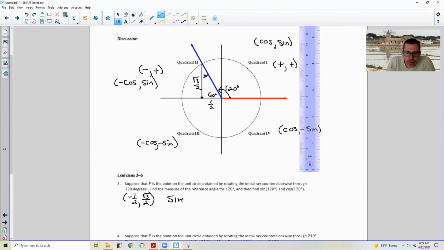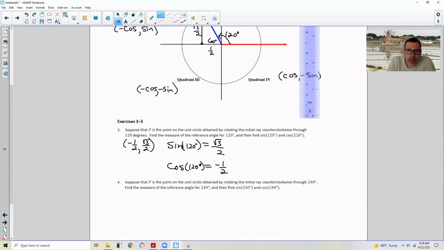The sine of 120 degrees equals the y value, square root of 3/2. The cosine of 120 degrees equals -1/2. Now, another way I can do this, I haven't done it yet, but I could do it this way.